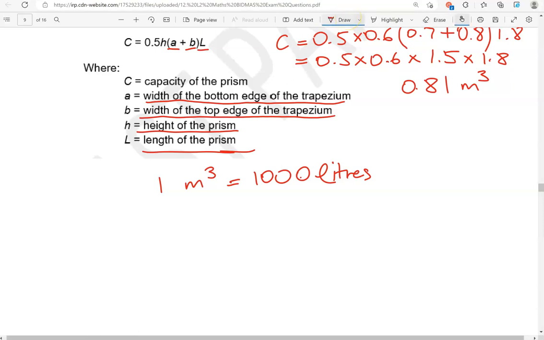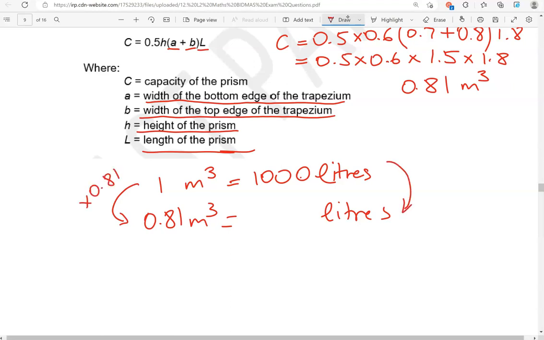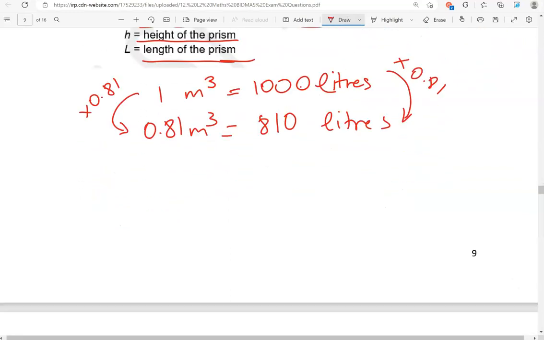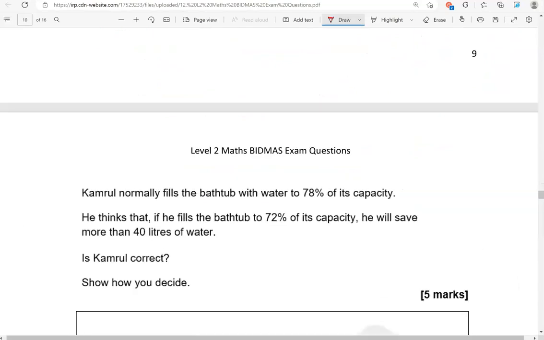So what about 0.81 cubic meters? How many liters is that equal to? To get from 1 to 0.81, we multiply by 0.81. So we're going to do the same on the other side. 0.81 times 1,000, that gives us 810 liters. So 810 liters for the full capacity.